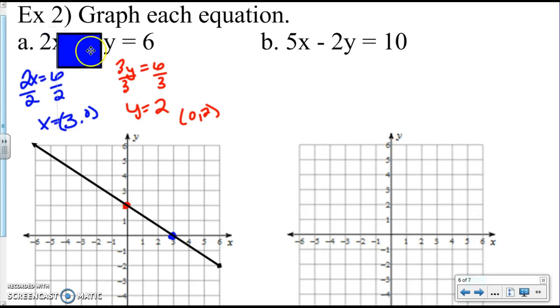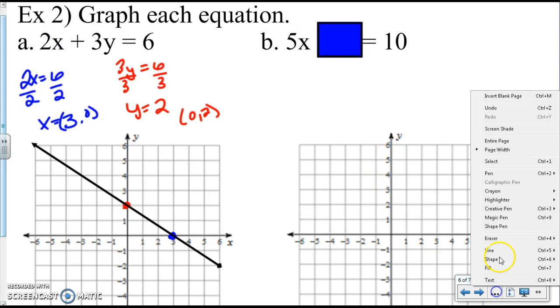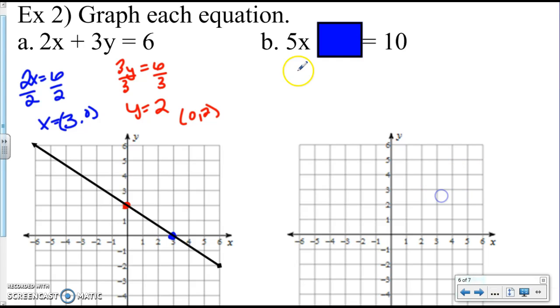I'm going to move this box over. It's in standard form because x and y are on the same side, so I'm going to cover up my y, and I'm left with 5x equals 10. So if I solve for x, I get 2. Divide by 5 on both sides, x equals 2. Go ahead and plot that.